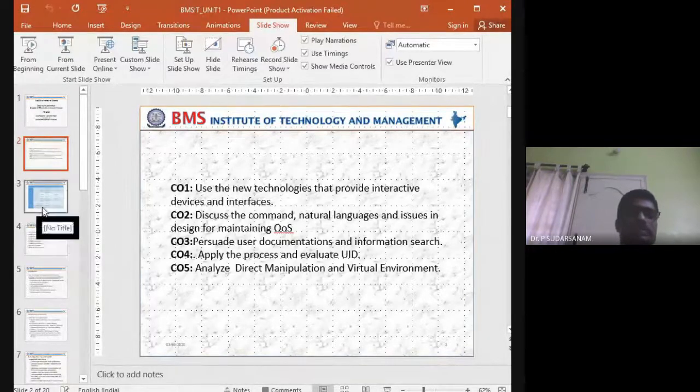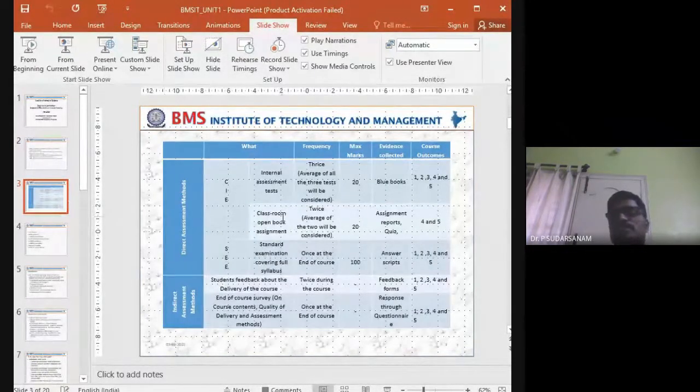Now we'll go for the evaluation process. You know that two things you are supposed to do: one is called the internal examinations, and another is called the external examination. Internal marks evaluation is 40 marks, and the external examination is 100 marks, which will be converted to 60 marks, together 100 marks. So the weightage for internal marks is 40%, and external is 60%.